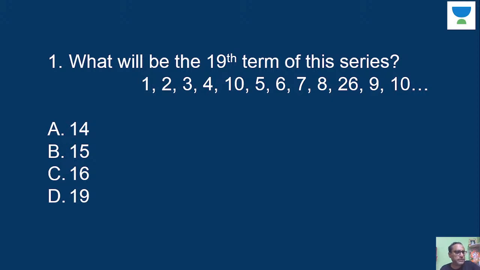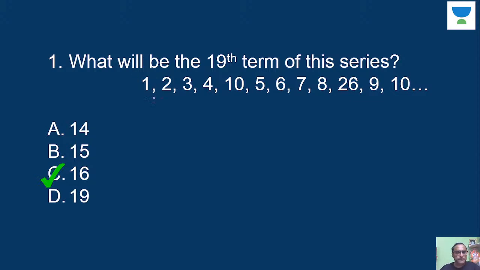Each and every fifth term is the sum of its previous four terms. Can you tell me the logic? What is the output? ABCD. Output will be 16. Why?